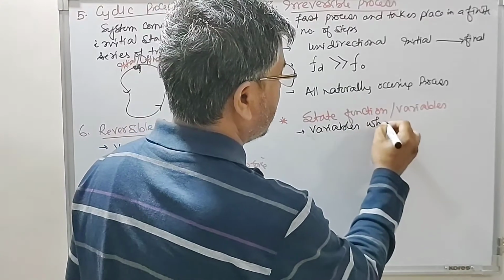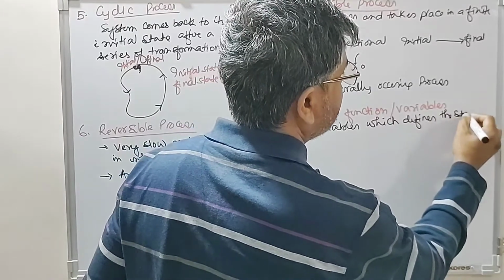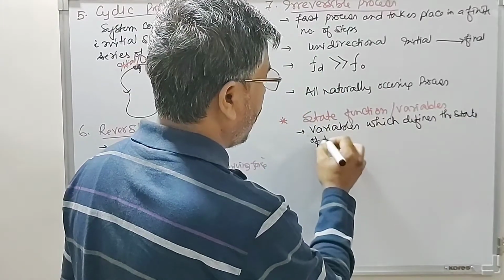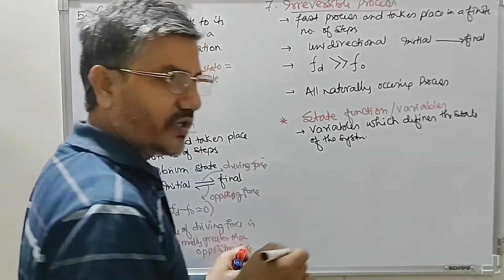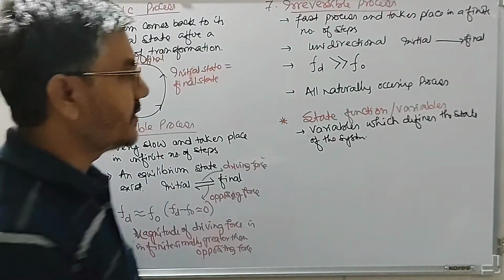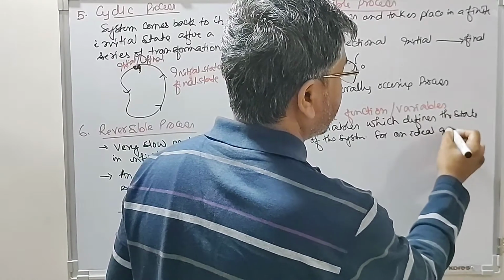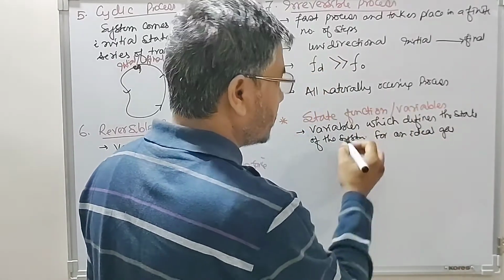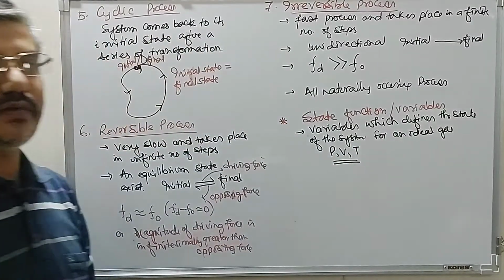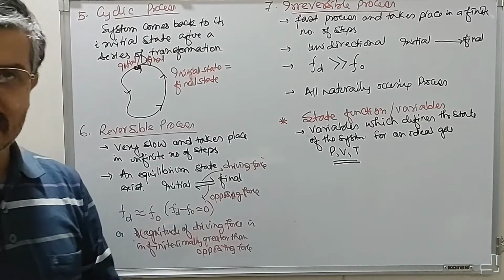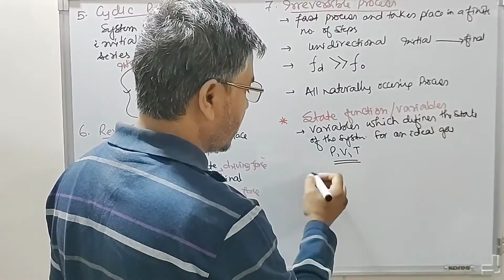So these are variables which define the state of the system. If we take an ideal case, an ideal case is defined by pressure, volume and temperature. So for an ideal case, the variables are pressure, volume and temperature. Once we know the pressure, volume and temperature, we can easily define the state of the system in the ideal case. So these are known as state functions or state variables.